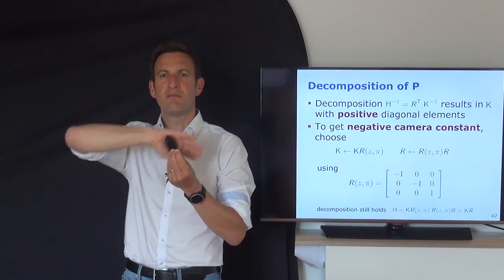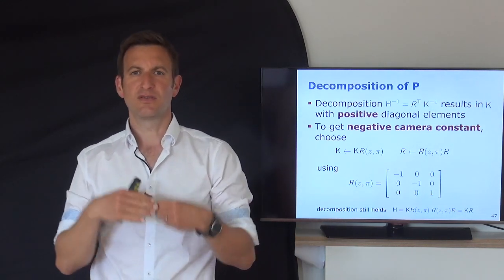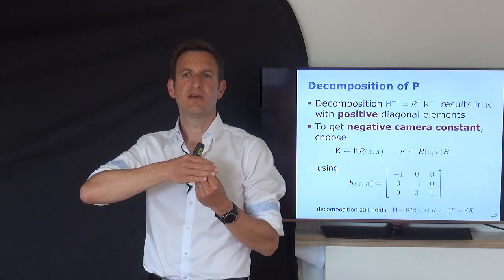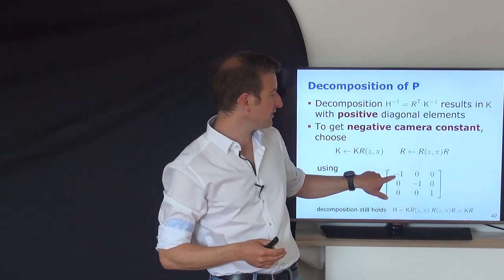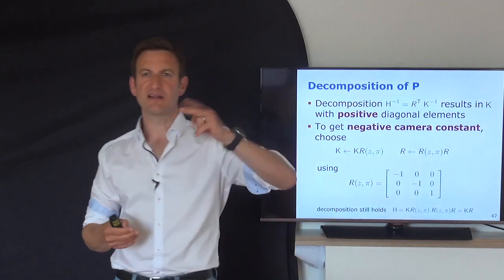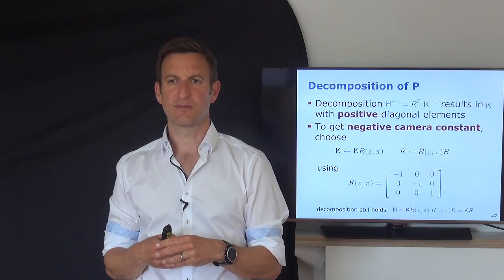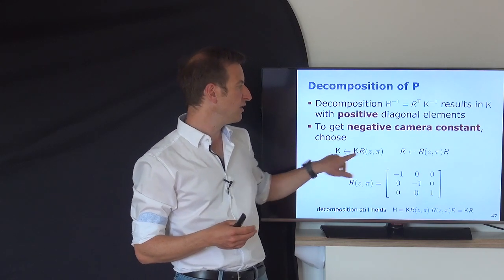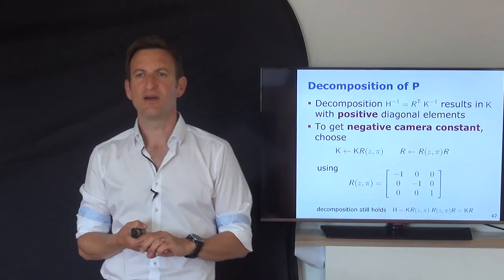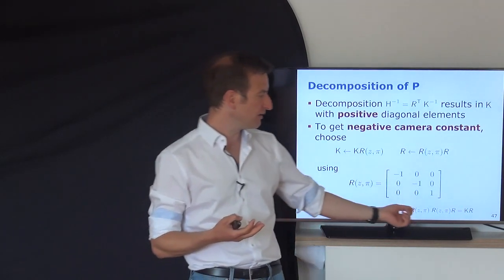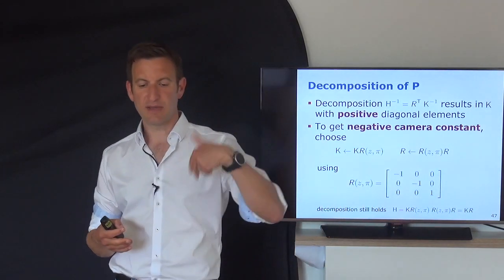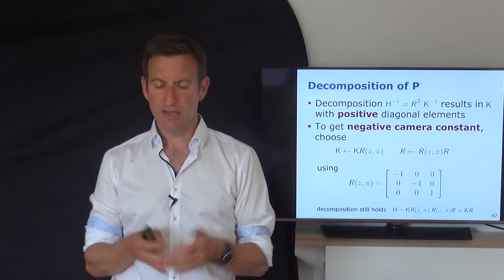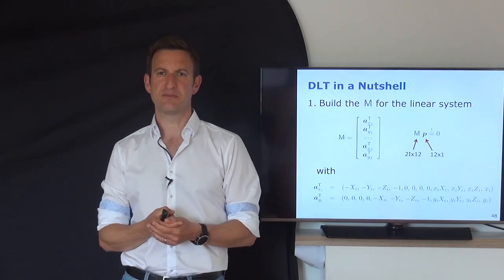So what we need to do is perform a rotation of our coordinate system, so this is appropriately taken into account. We can do this by a rotation of pi around the z-axis, because in this way the rotation matrix turns into -1, -1, 1 on the main diagonal, which exactly flips the two signs of my camera constant. So after I've computed R and K in the step before, I need to rotate both of them with a 180 degree rotation. The decomposition of H in this QR decomposition still holds, but I need to make sure I do this to have the coordinate system appropriately defined as we did it in the course. So to sum up, DLT in a nutshell with three simple steps.